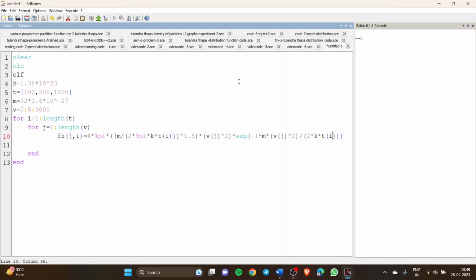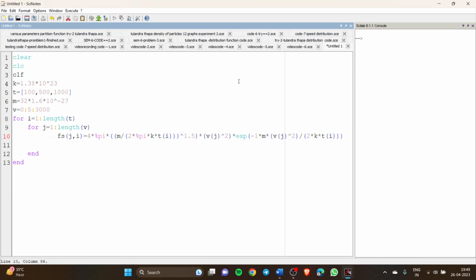No, sorry, 4 pi m upon 2 pi kt to the power 3 by 2, v square, e to the power minus mv square upon 2 kt.